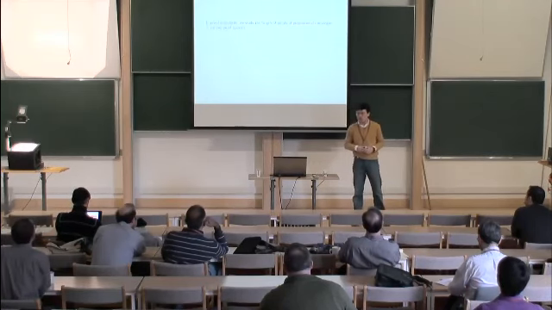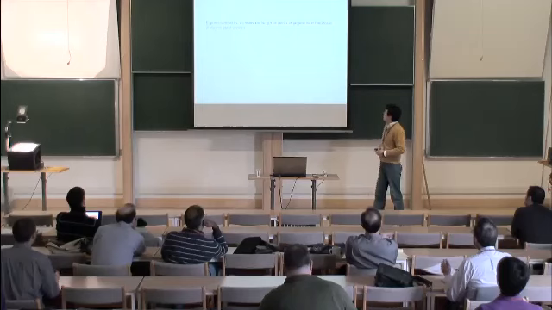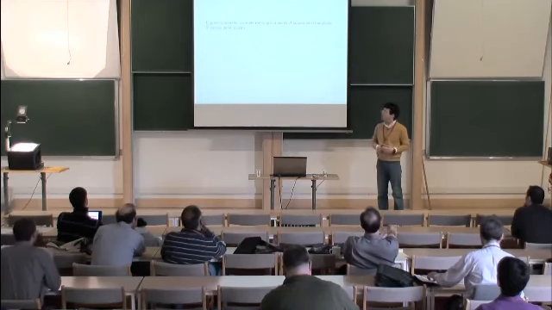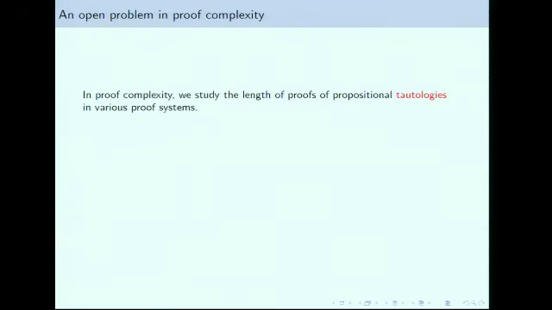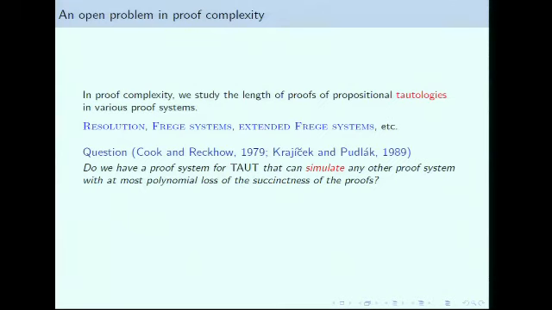We know in proof complexity we study the length of various proofs of propositional tautologies in various proof systems. For instance, we are all familiar with resolution, Frege system or extended Frege. You can imagine there are infinitely many proof systems. So ideally, we would like to have an optimal proof system in some sense. To be a bit more precise.